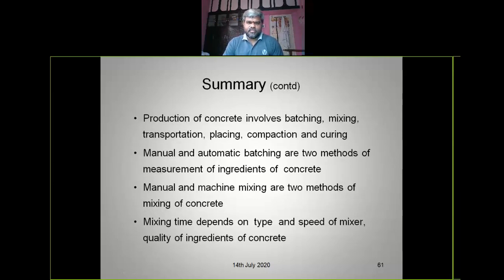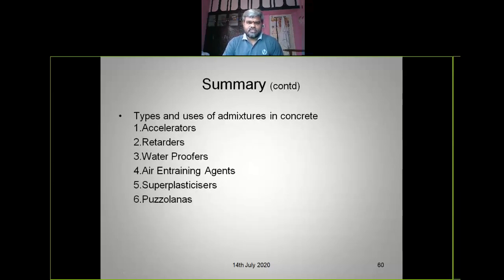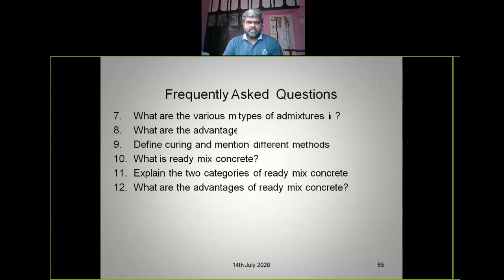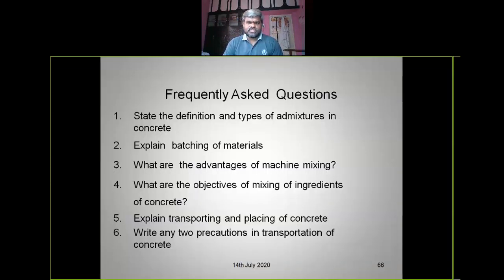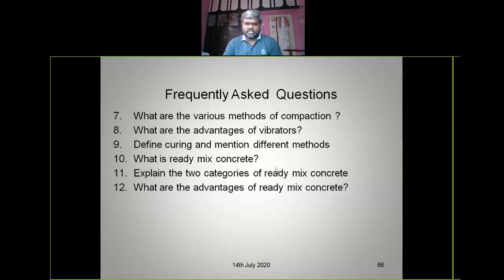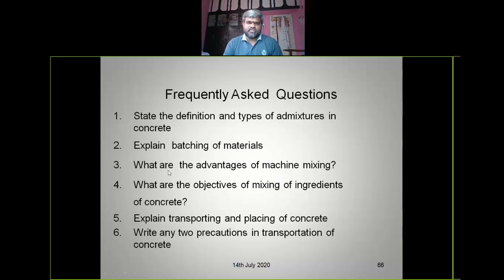These are some important points that we have discussed in this summary. And these are the frequently asked questions in this chapter, right? Explain the batching of material, advantages of machine mixing, transportation. Write any two precautions in transportation of concrete. What is ready mix concrete? Advantages, disadvantages. What are the advantages of ready mix concrete? Explain two categories of ready mix concrete. Define curing and mention the different methods. What are the advantages of curing, right?